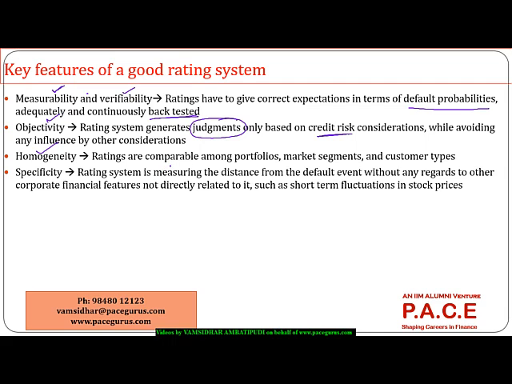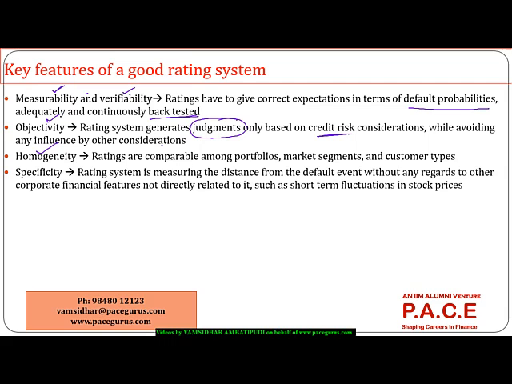Similarly, we talk about homogeneous. I should be able to compare. Let's say I'm talking about portfolios. It should compare which one is riskier compared to the other. So it should be able to compare different market segments, the debt segment versus the equity segment, or junk bonds versus risk-free bonds, or probably normal corporate bonds versus high-yield bonds. There should be some level at which the discrimination, the comparison, should be there. So the mechanism that is used should be homogeneous across.